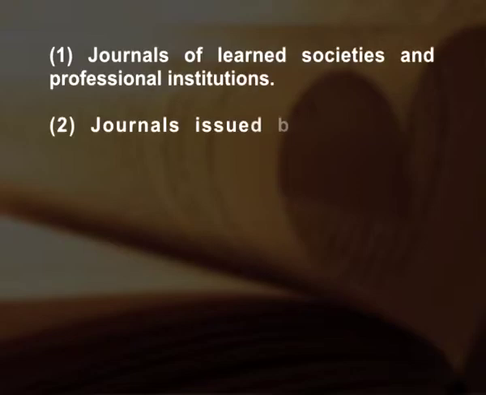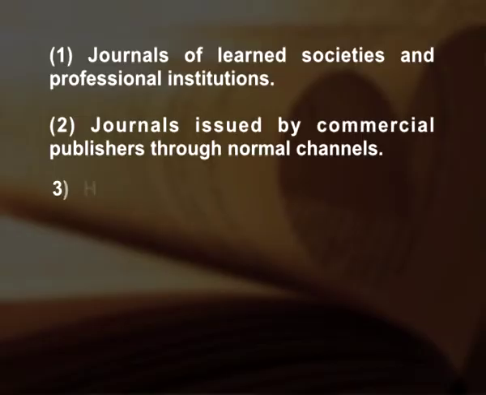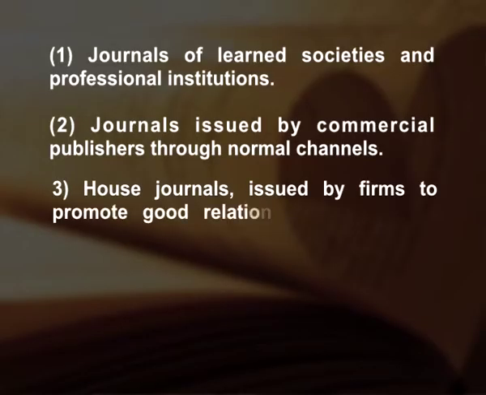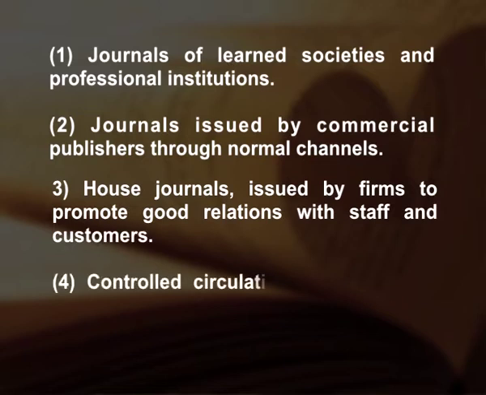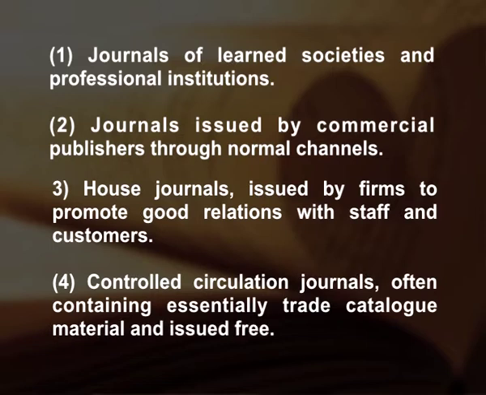Scientific periodicals are still the most important source of information for science. A periodical generally contains more than one article. Two major types of periodicals are: 1. Journals of learned societies and professional institutions. 2. Journals issued by commercial publishers through normal channels. In addition, there are two minor types. These are house journals issued by firms to promote good relations with staff and customers, and controlled circulation journals often containing essentially trade catalogue material and issued free.